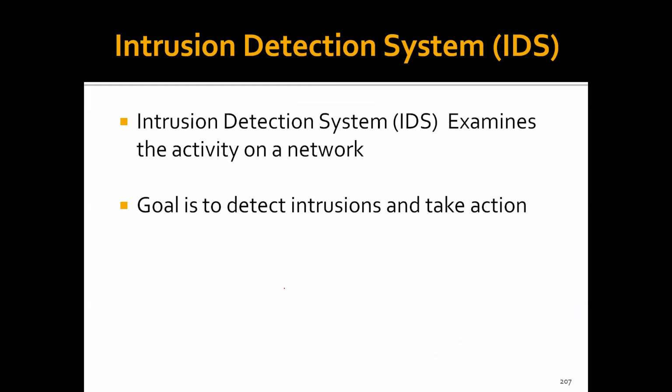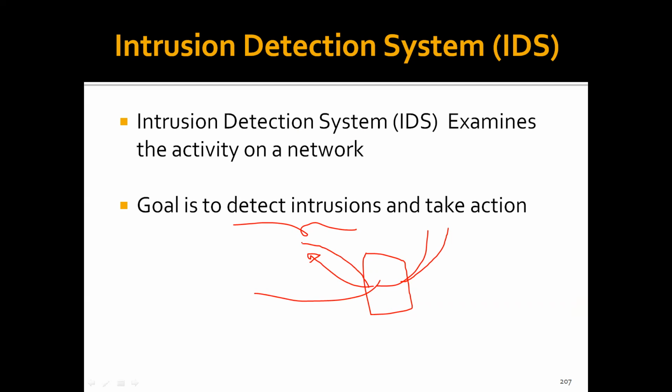Intrusion detection system. An intrusion detection system examines the activity on the network. It examines who is coming from outside to our network. If a packet is checked and is bad, it is dropped and reported to the IDS. The goal is to detect intrusion and take action. Detect who is coming from outside. If it is good, forward to the LAN. If bad, report to the intrusion prevention system.